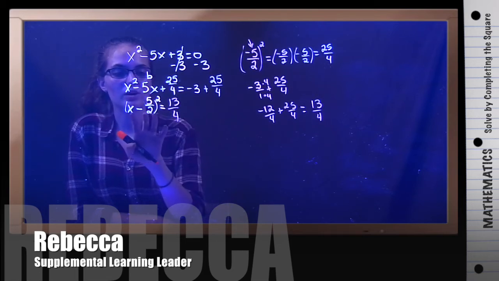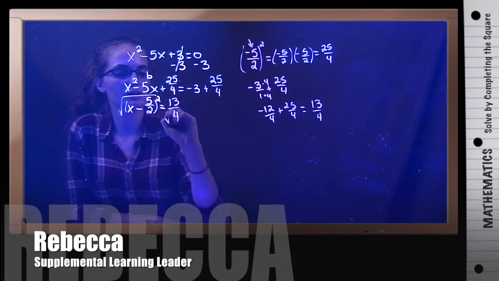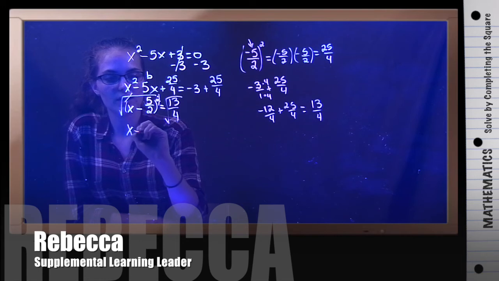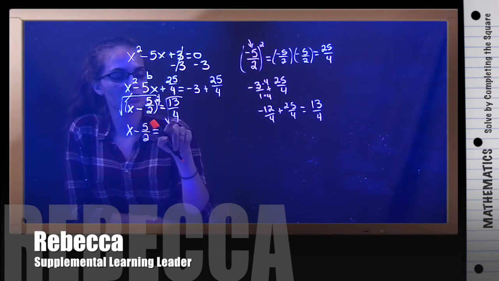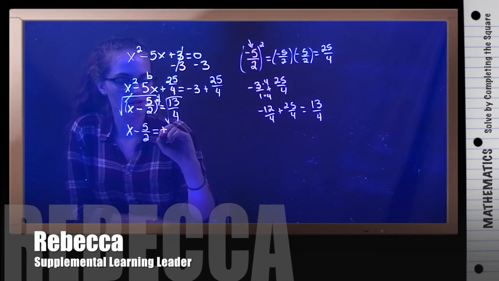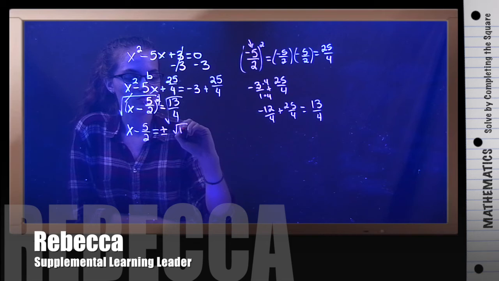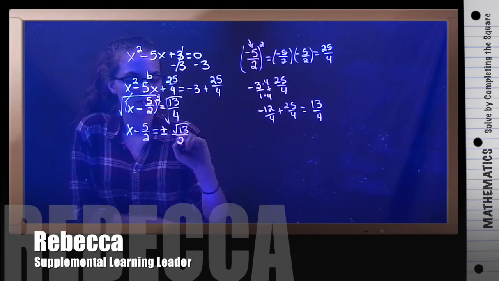And now that we have a perfect square on this side, we can take the square root of both sides, and those will cancel. And we'll have x minus 5 over 2 equals, and because we took the square root, we can't forget the plus or minus. And now the square root of 13 can't be simplified, so I'm just going to keep that as the square root of 13. But we know that the square root of 4 is 2, so I'm going to put that on the bottom.